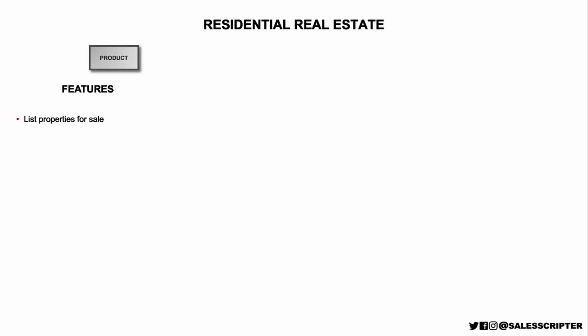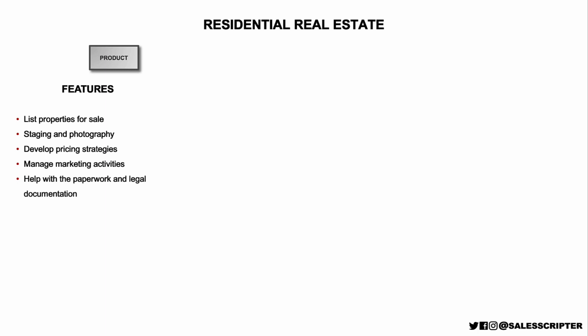And what is included in that box when someone works with you or someone buys what you are trying to sell. So this real estate agent, when she works with her clients, she will help them to list their properties for sale. She'll help with staging and photography. She'll help to develop pricing strategies. She'll help to manage marketing activities. She'll help with the paperwork and legal documentation. And she'll help manage contract and price negotiations.